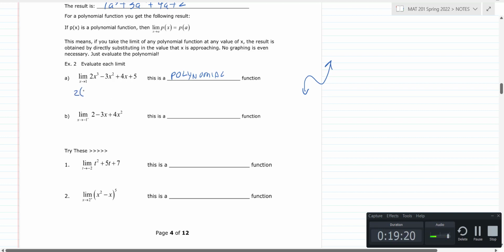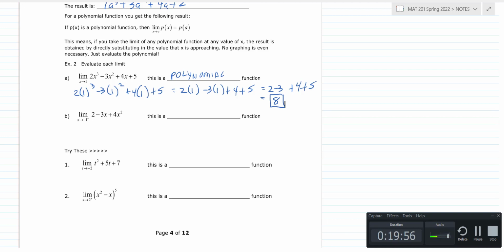So we just do 2 times 1 to the third minus 3 times 1 to the second plus 4 times 1 plus 5. So that will be 2 times 1 minus 3 times 1 plus 4 plus 5. So that is 2 minus 3 plus 4 plus 5. So that would be 9 minus 1. That would be 8. Okay, so that's what you would find on that problem.